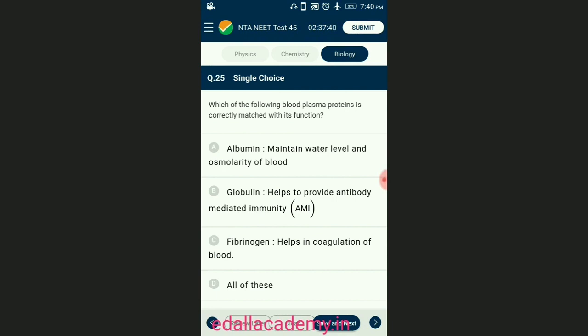Question number 25. Which of the following blood plasma proteins is correctly matched with its function? There are three main types of plasma proteins. First one is albumin. It retains water in plasma, therefore maintains osmolarity. Second one is globulin. These are the plasma proteins that act as antibodies or immunoglobulin molecules that provide immunity. Third is fibrinogen. This plasma protein is converted into fibrin threads by the thrombin enzyme at the time of blood coagulation or clotting. So the answer for this question is option D.